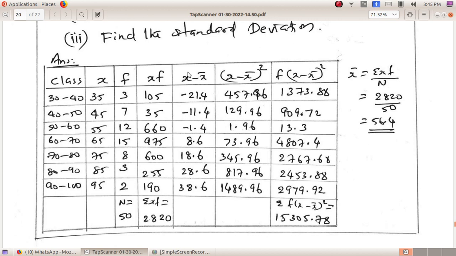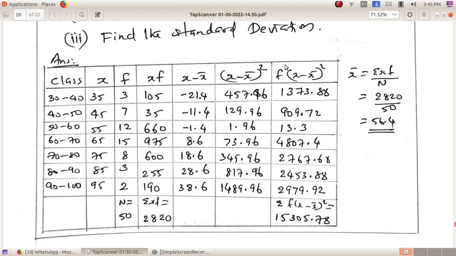The next column, x minus x bar. That is x, 35, minus 56.4. The answer is this one. And 45 minus this, the answer is this one. 55 minus this one, and so on. Next column, its square. It is minus 21.4 whole square. The square of a negative number is also positive. So you multiply 21.4 into 21.4. The answer is 457.96. And you find all the squares of these numbers.